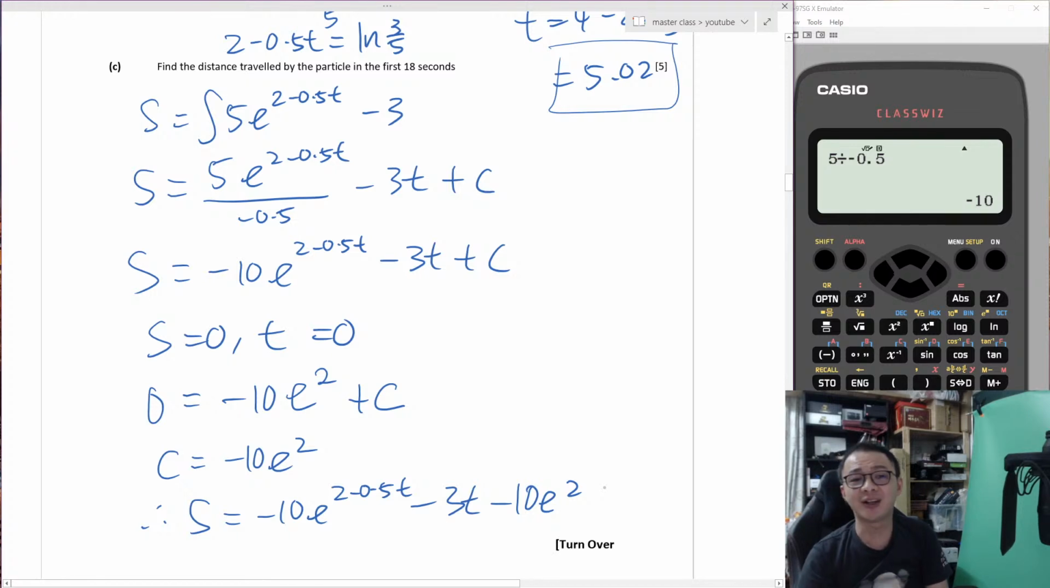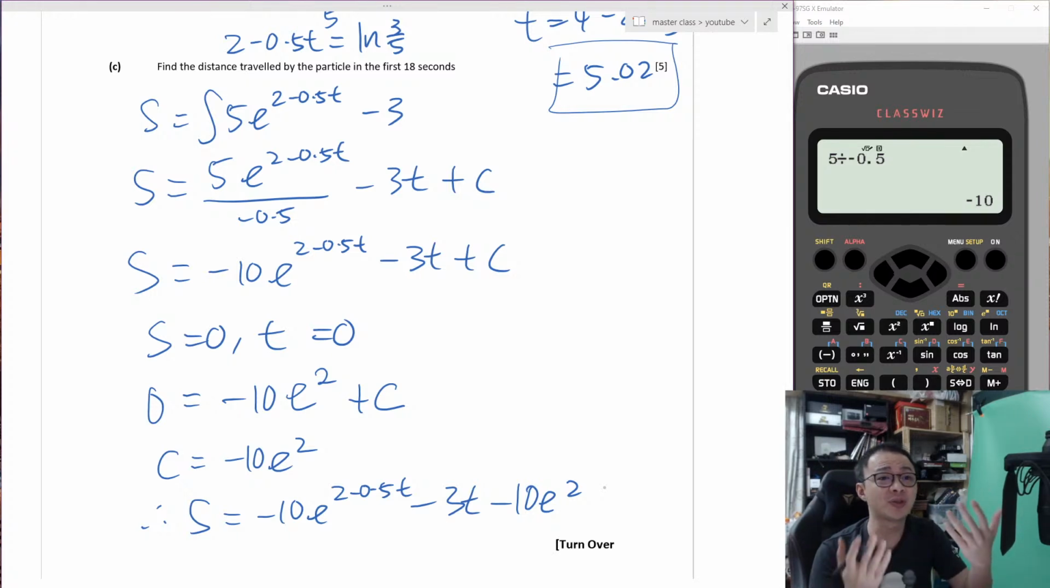Okay, so after I got the s ready, and I know it will stop for a while at 5.02, I will sub this one in to find how far it traveled.